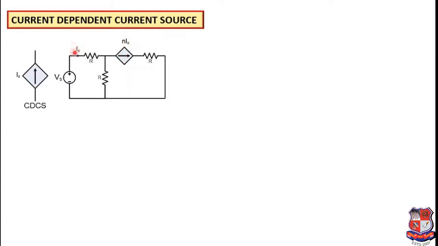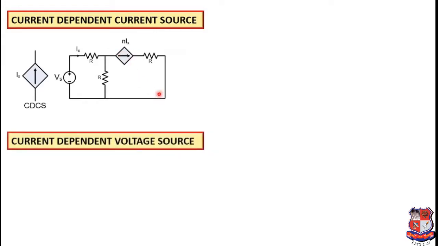It means if this Ix changes, then the current flowing in this resistance will also change. Suppose for example Ix is 5 ampere and I say that it is 2 Ix, it means that if here 5 ampere is flowing, then here 10 ampere will be flowing. So this shows that the dependent quantity is current, and as the arrow sign is there, it shows that it is a current source. Next is the current dependent voltage source.